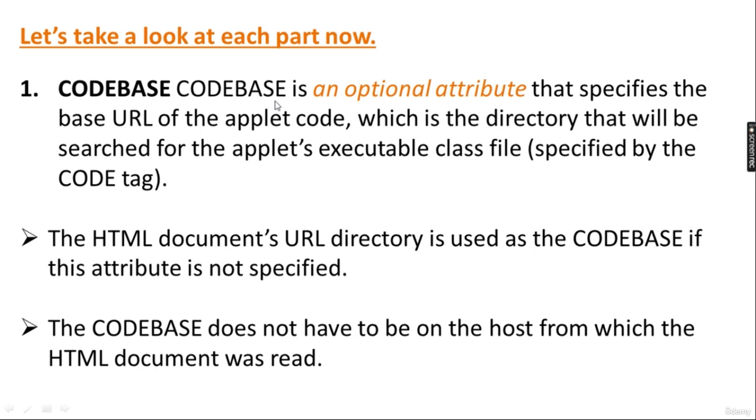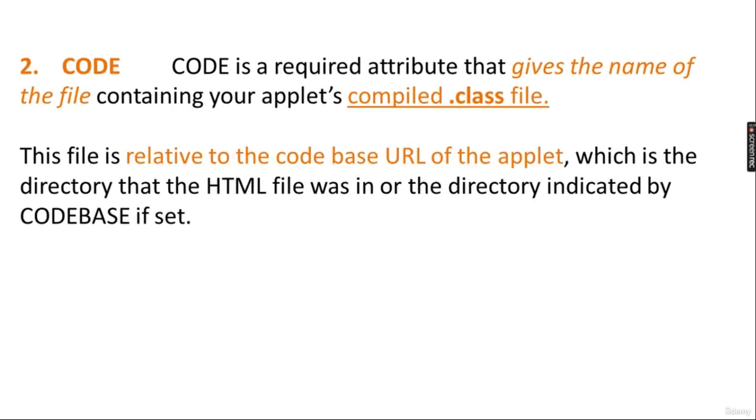Okay. So the codebase does not have to be on the host from which the HTML was read. So it is not compulsory for the codebase or the necessary files to be on the PC from which the HTML document was read. Code is a required attribute that gives the name of the file that contains your applet's compiled .class file. So it is compulsory; that will show you the applet output.